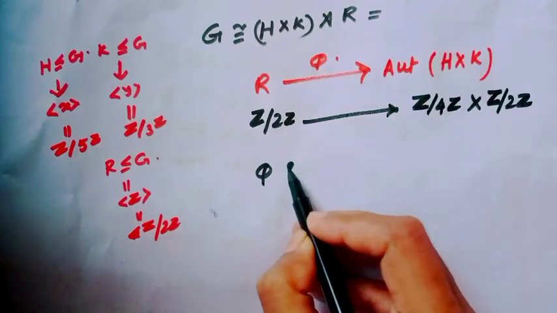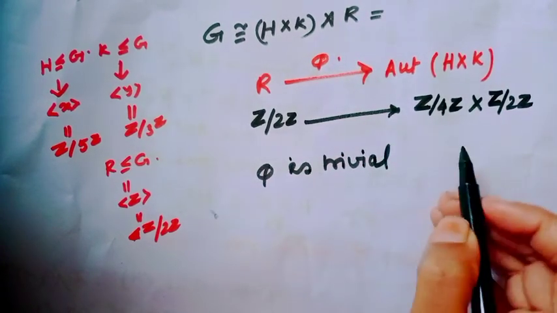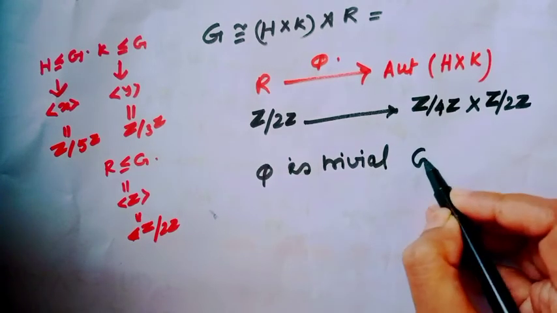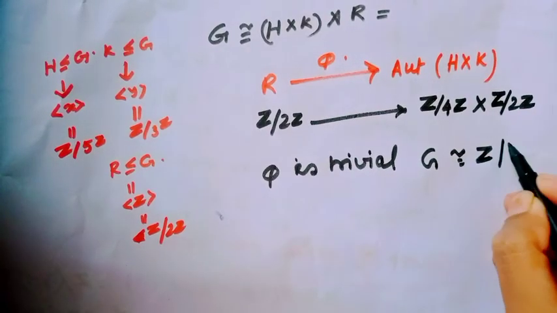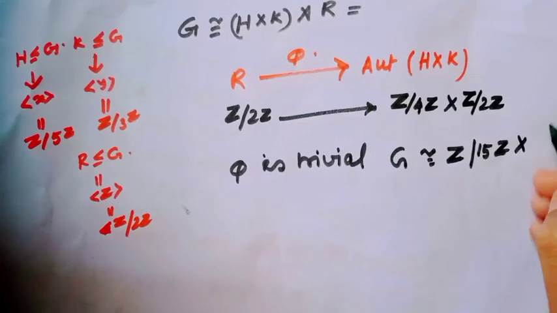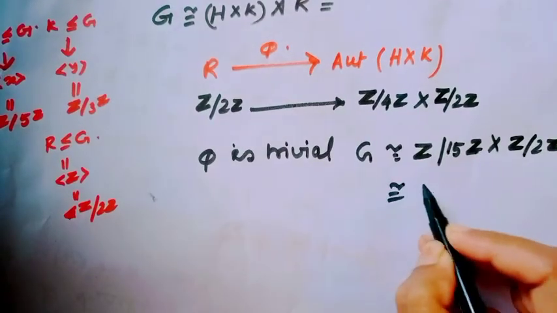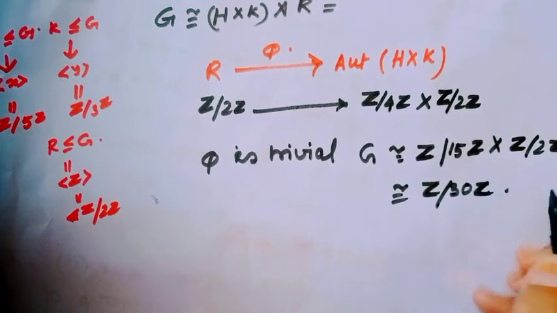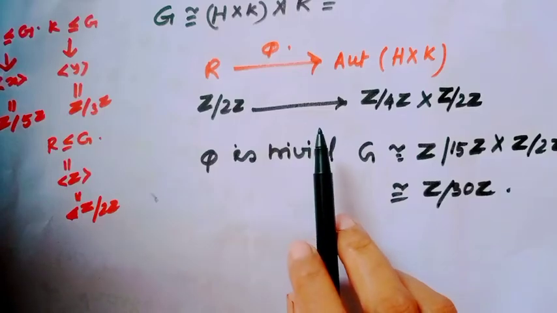When phi is trivial, then G is isomorphic to Z mod 15Z direct product Z mod 2Z, which is actually isomorphic to Z mod 30Z. Now let's talk about the non-trivial homomorphism.